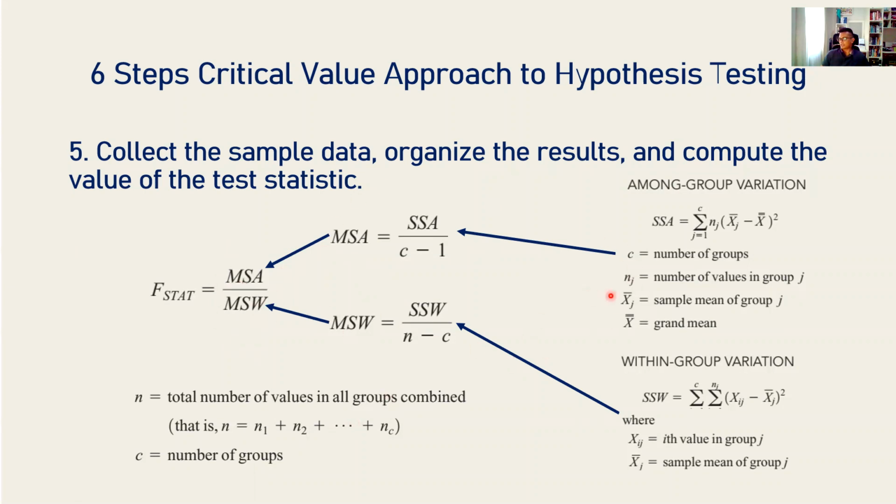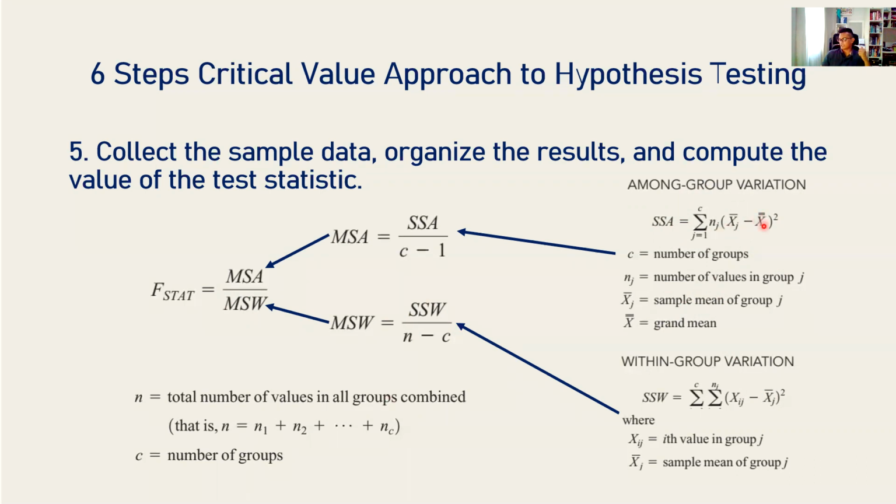uses this formula. The F statistic in principle is a comparison between the among group variation and the within group variation. We have to look at each of the variables and see what is required in order to get the F statistic. Here we can see that we need the grand mean value and the sample mean of each group in order to calculate the among group variation, SSA. And n is the number of values for each group.